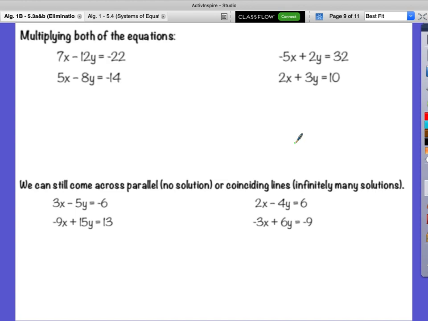So if we were to do the x's, what would they have to multiply to? What number could they both get to? 35 is the lowest number they could both get to, the least common multiple. What would you have to multiply the top by to do that? 5. Don't write this yet. What would you have to multiply the bottom by to get that to happen?